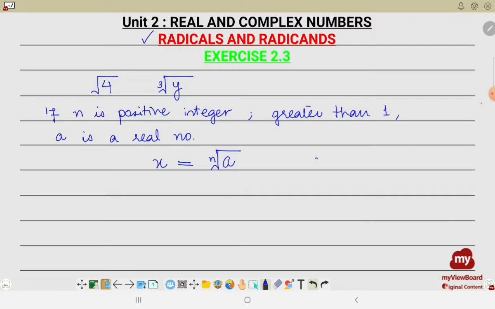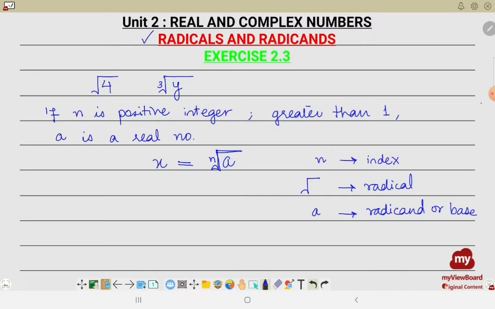Now this small n is called the index. This sign is called the radical sign, and the number written inside the radical sign is called the radicand, or you can say it is also the base. So these are called radical expressions.